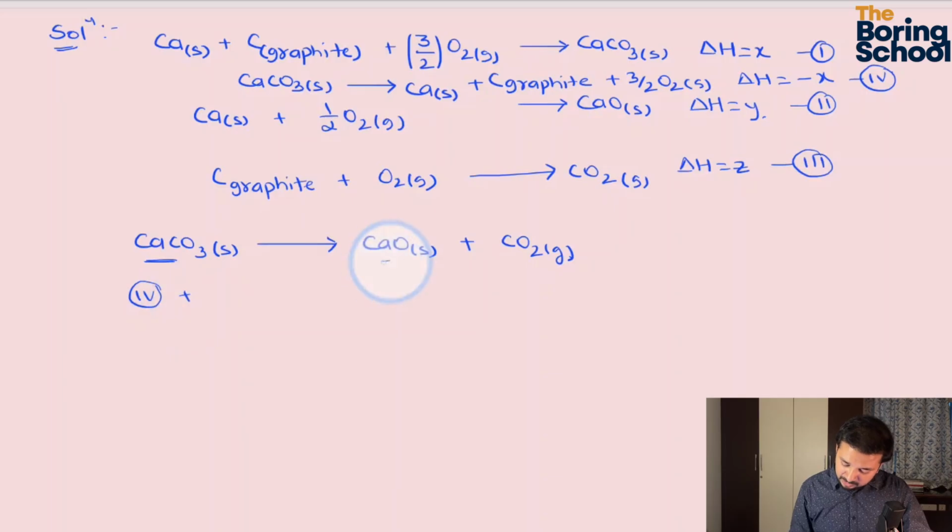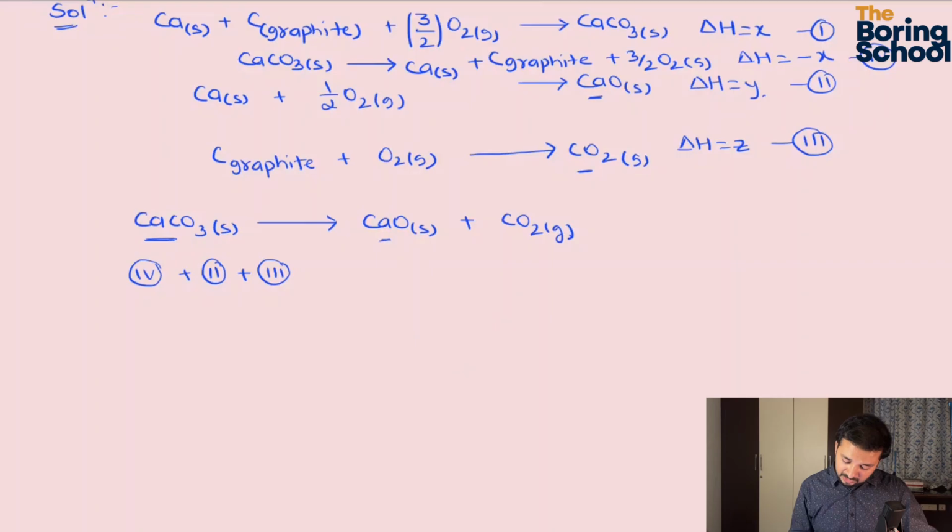We want calcium oxide on the product side, and in this case calcium oxide is on the product side, so we'll add reaction 2 to this. And then we want CO2 on the product side, and in the third reaction we can see CO2 is on the product side, so we'll also add third reaction. Now let's see what is happening.